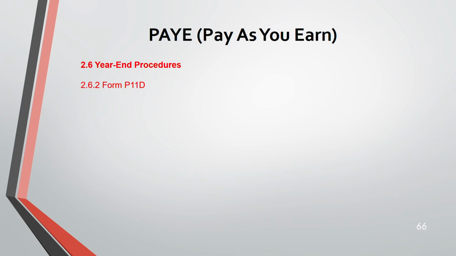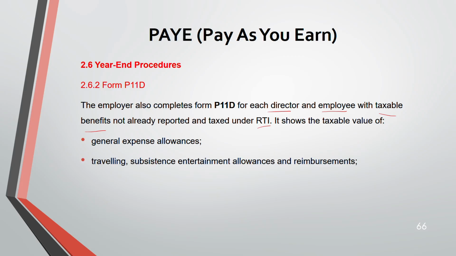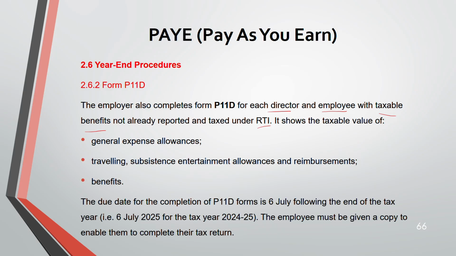Then the next form, Form P11D. The employer completes it for each director and employee who has benefits. Remember, if you do not have a taxable benefit, you don't need this form. It is only for taxable benefits, and for those that are not already reported under real-time information. So it shows the taxable value of your general expenses, travelling, entertainment, benefits, these three. Okay, so form P11D shows these three.